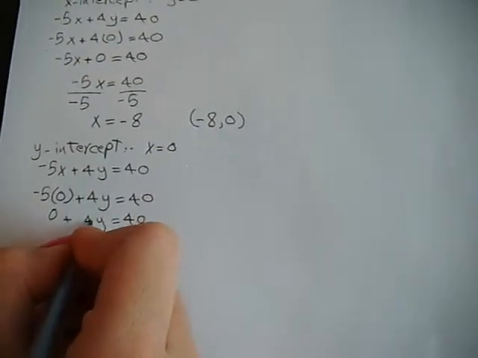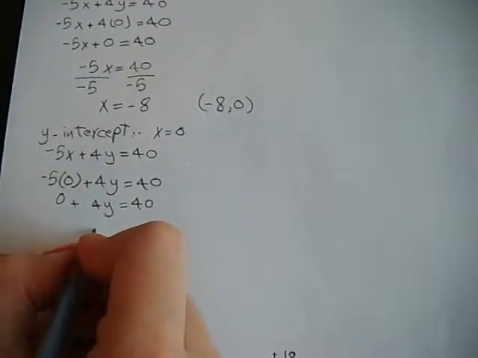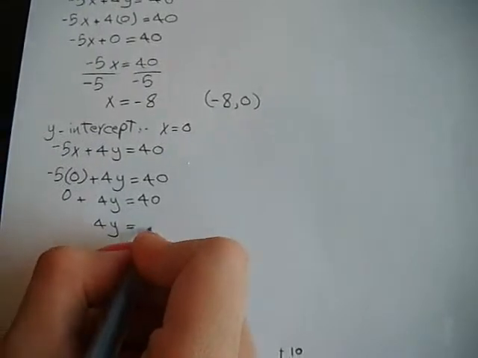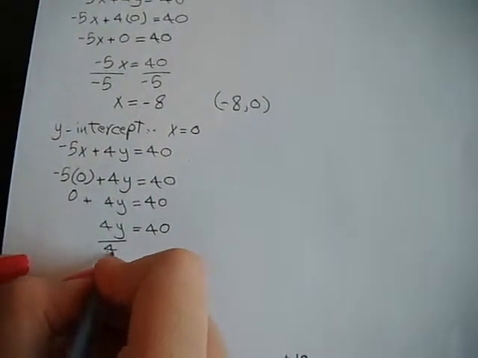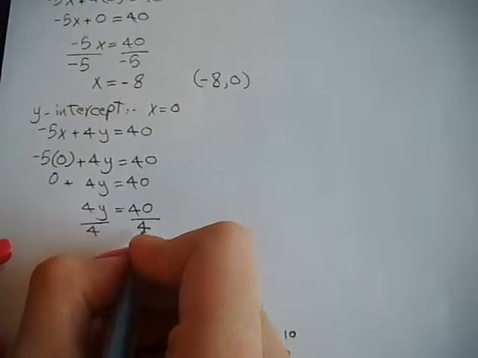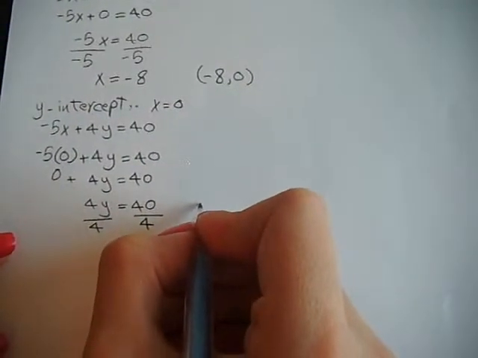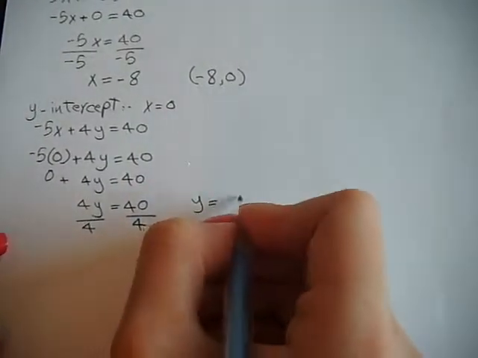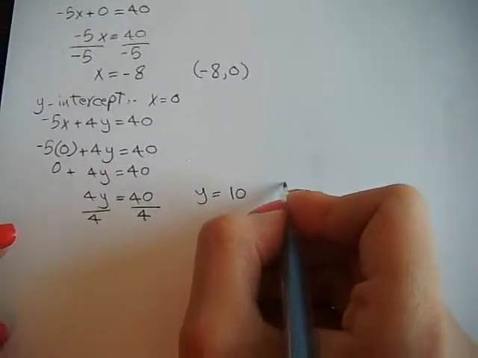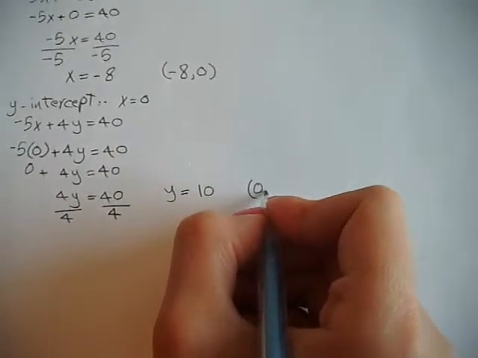So we can get our y by itself. 4y = 40. Now we're going to divide by 4, so we can get the y by itself. Our y will be equal to 40 divided by 4, which is 10. Our point for y is (0, 10).